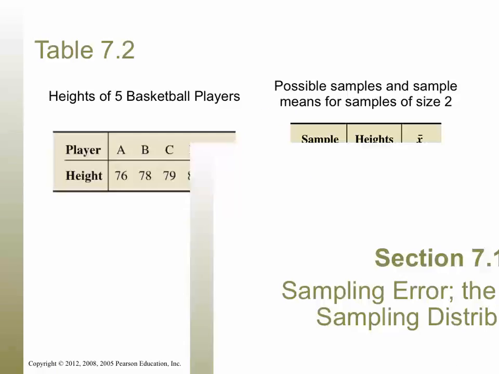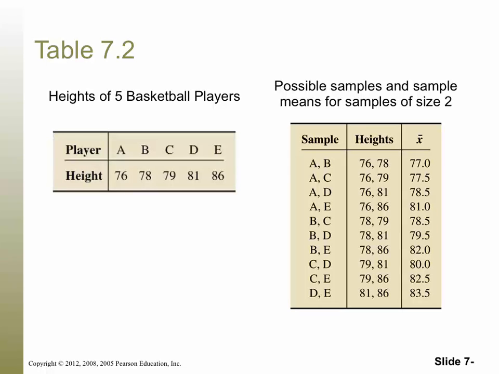Okay, sampling distributions. So we have this data: heights of 5 basketball players, I guess in inches. Player A, B, C, D, E. What we're going to do is take samples of size 2. When we take samples of size 2 out of these 5 players, these are all the possible samples. There are 10 possible samples when you have a group of 5. So 10 samples of size 2 when you have an original data set of 5 items.